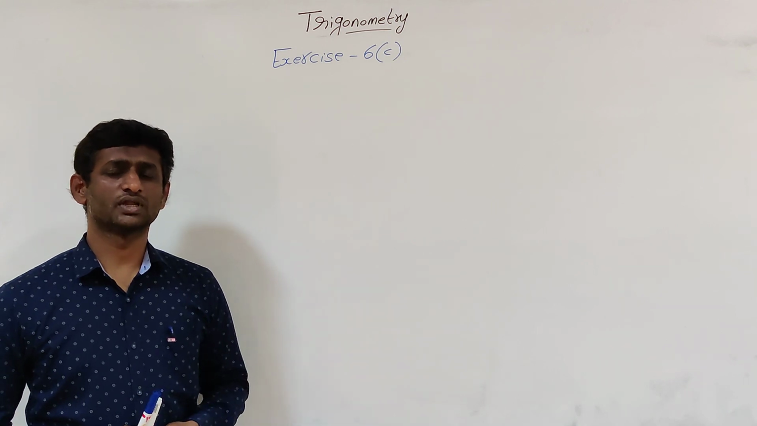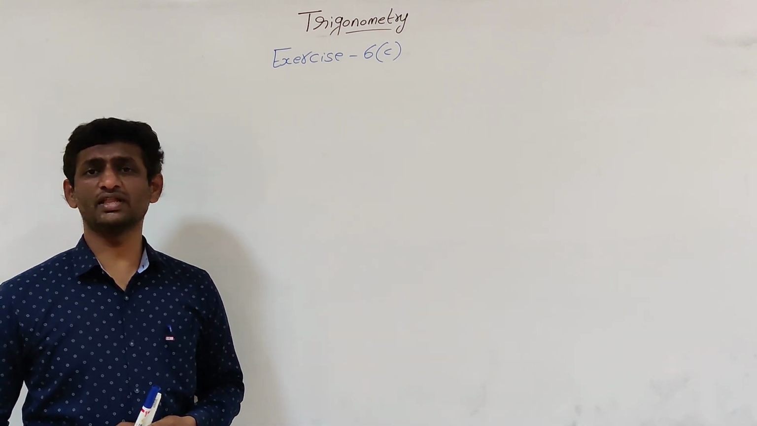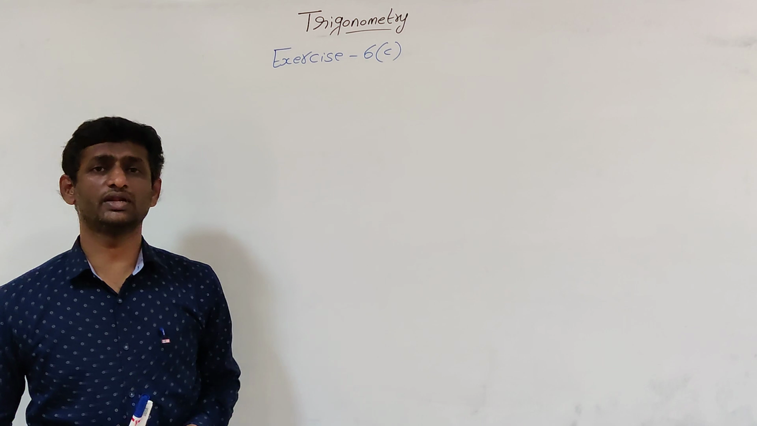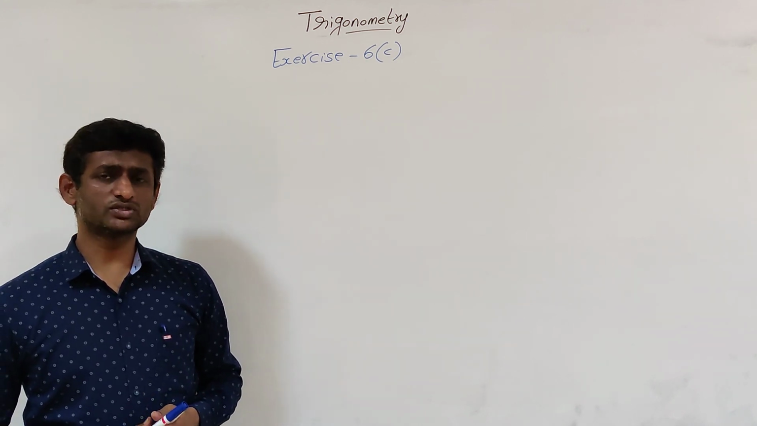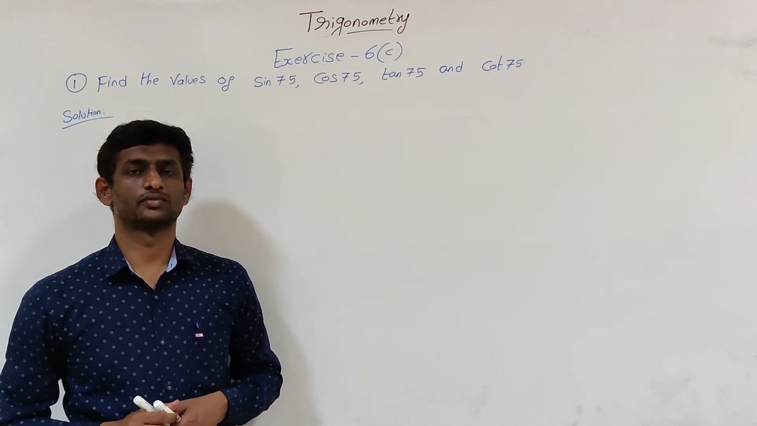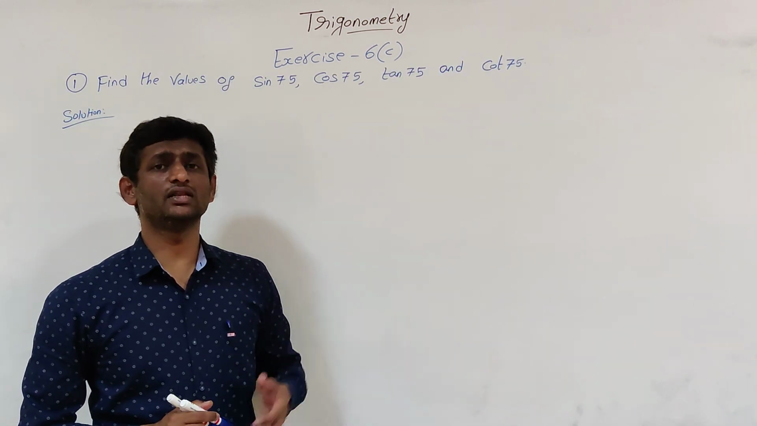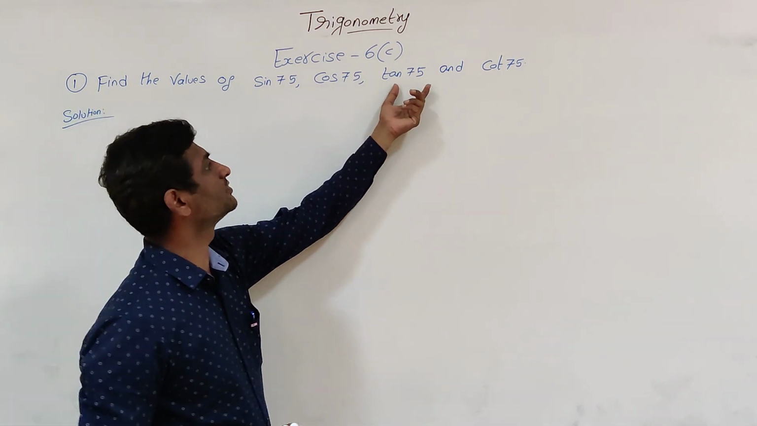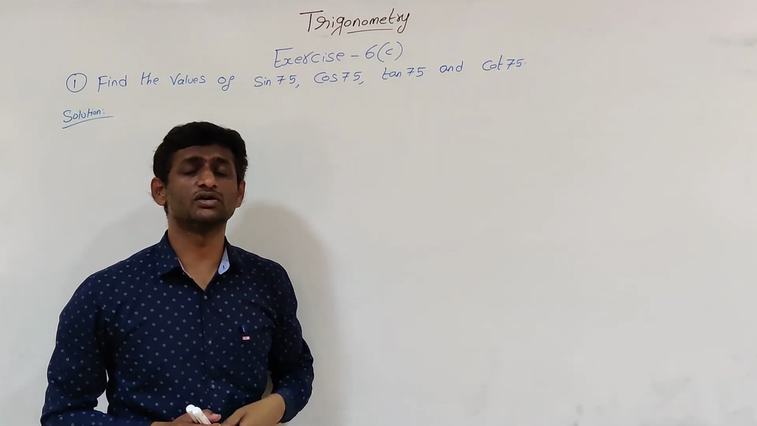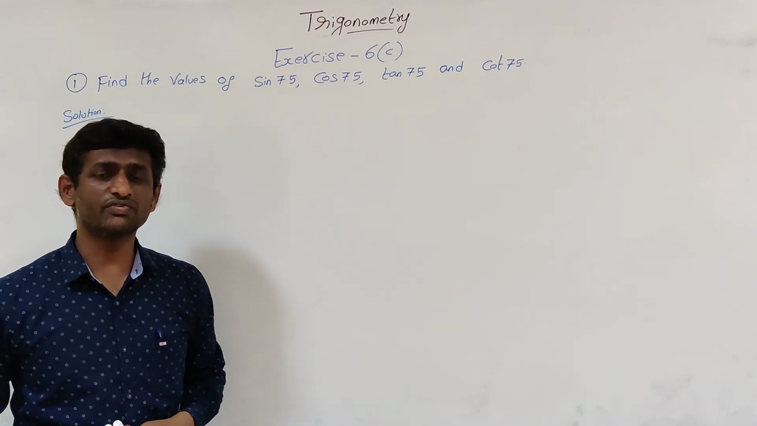So based on that, we'll see some problems given in exercise 6C of Telugu Academy, one by one. First question: find the values of sine 75 degrees, cos 75 degrees, tan 75 degrees and cot 75 degrees. That means, what is the trigonometric ratio of 75 degrees?